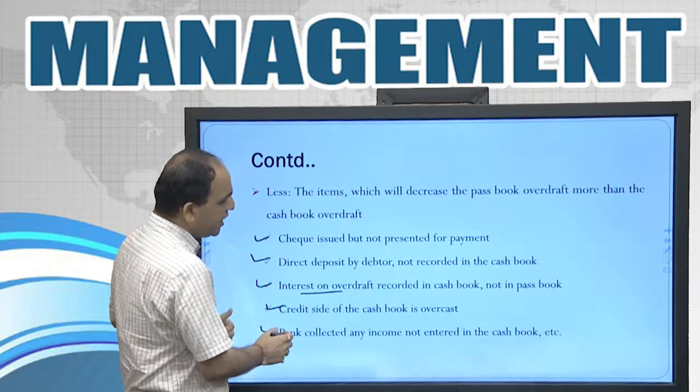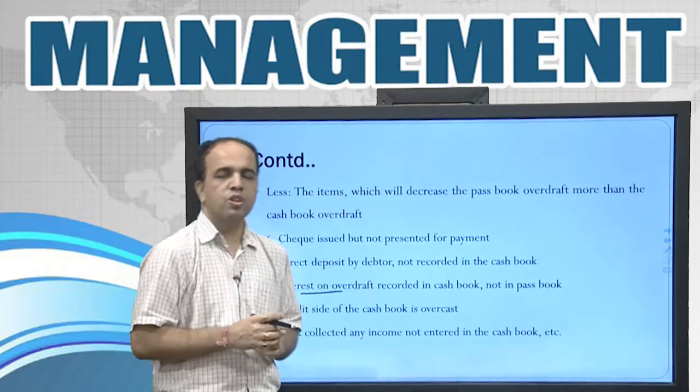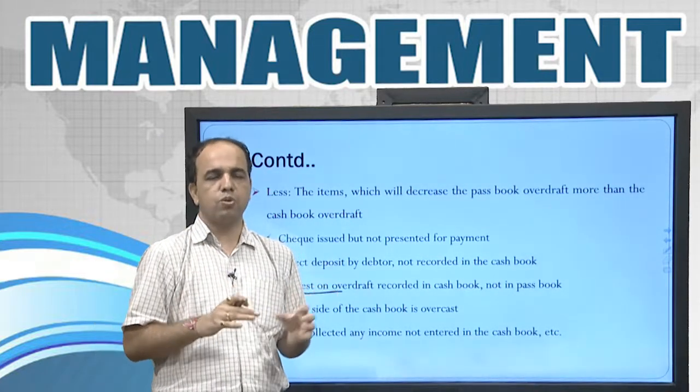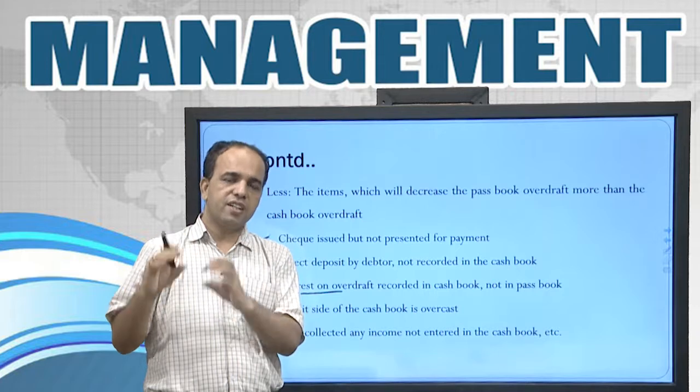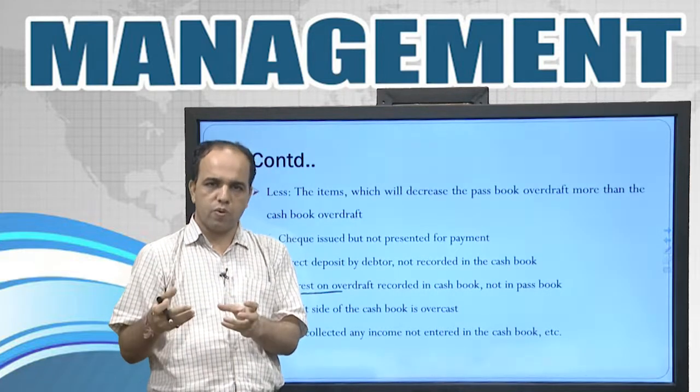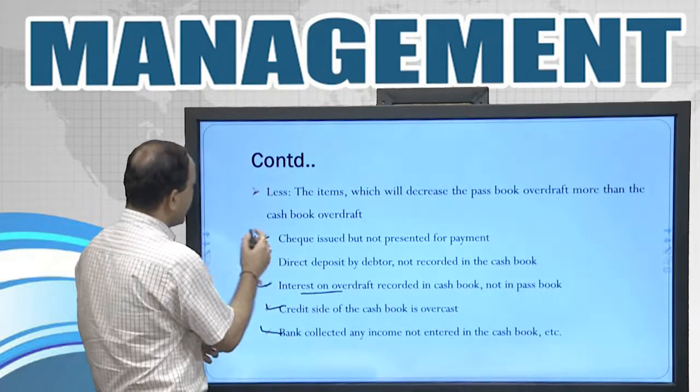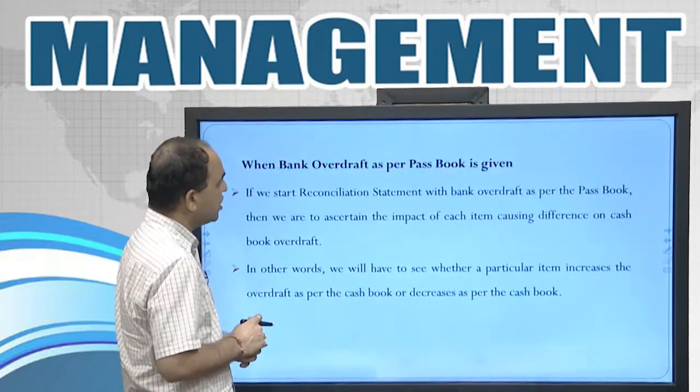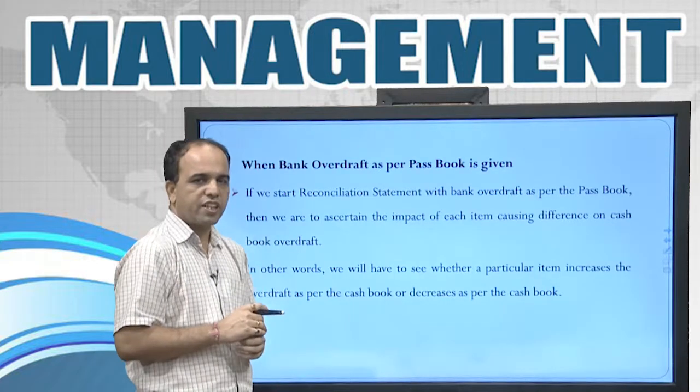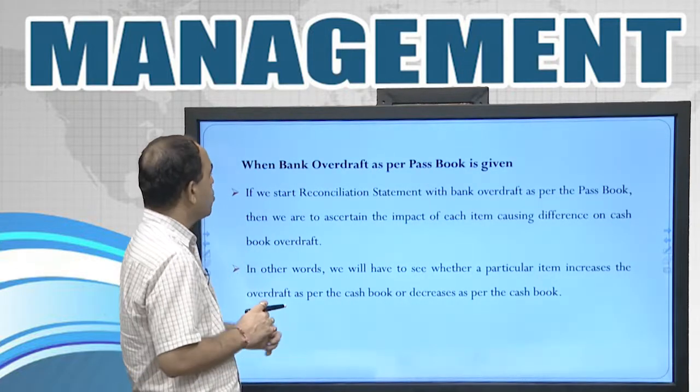Bank collected any income not entered in cash book, so it will be entered in the cash book and will reduce the bank overdraft, right? So these are the very important transactions generally deducted when we start from overdraft.